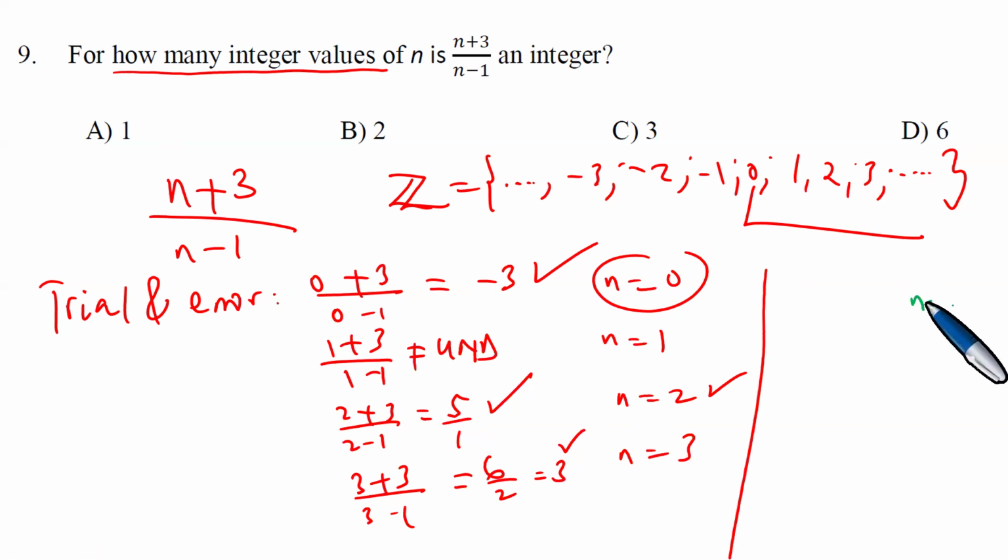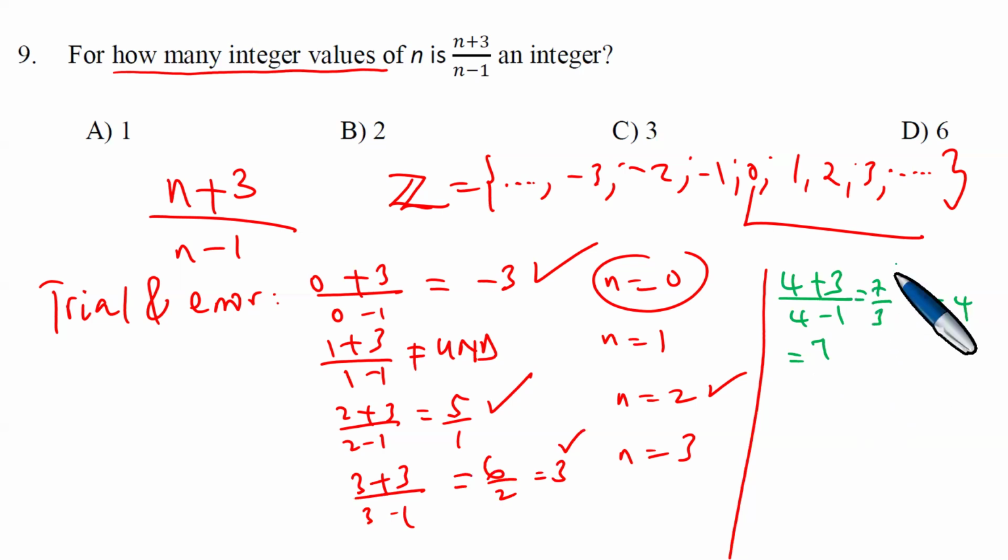What about if you try n equals 4 and you plug it in here? And then you have 4 plus 3 divided by 4 minus 1. What is 4 plus 3? It's 7.